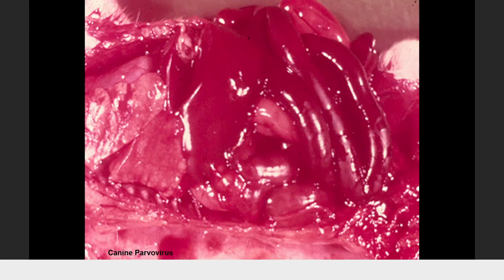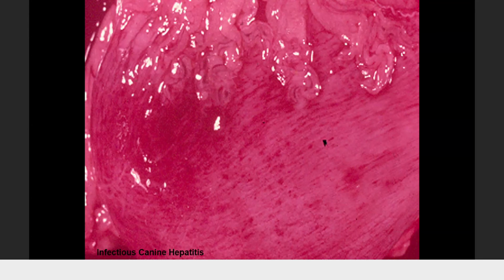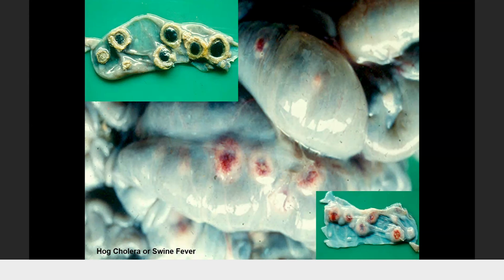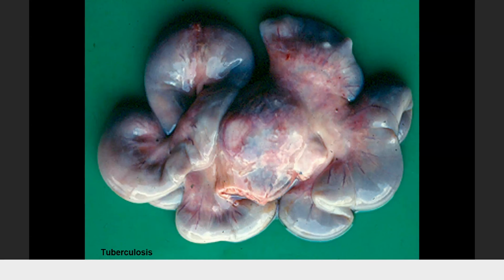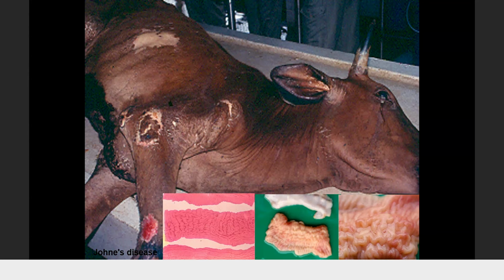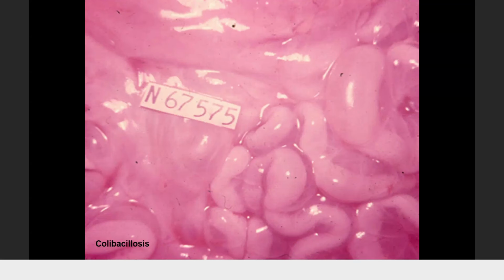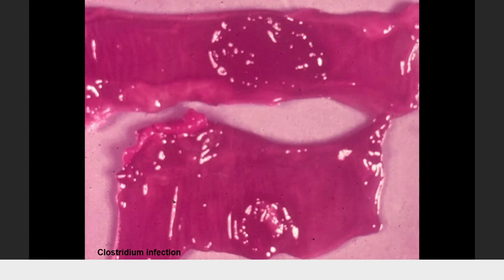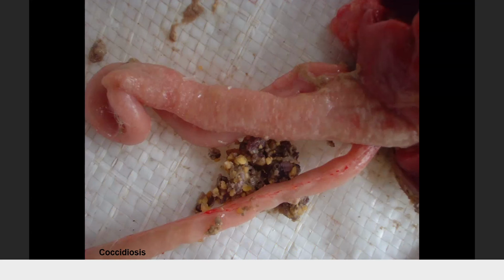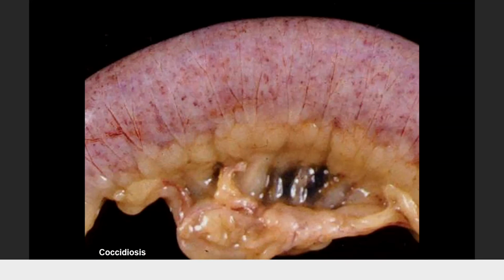And this one, canine parvovirus, infectious hepatitis, malignant catarrhal fever. I've described these also during the lectures, so you do your revision for this. And this one, jaundice disease, remember, emaciated, shooting diarrhea, colibacillosis. This is anemia. I think I showed you during the practical class also. Okay, I move quite fast.